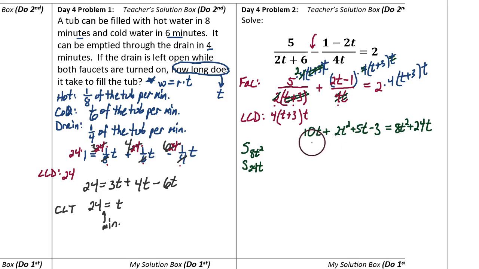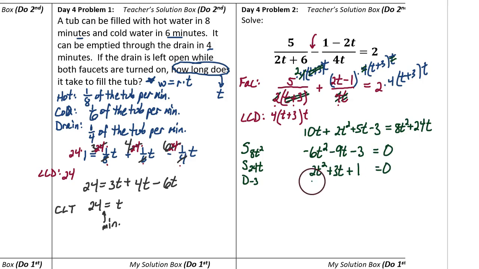2t squared minus 8t squared is negative 6t squared. 10t plus 5t is 15t. When you subtract 24t from 15t, you have negative 9t left over. Then there's that minus 3, and the right side is equal to 0. Let's divide all terms by negative 3 to reduce them. Negative 6t squared divided by negative 3 makes 2t squared. Negative 9t divided by negative 3 makes positive 3t. Negative 3 divided by negative 3 makes positive 1.